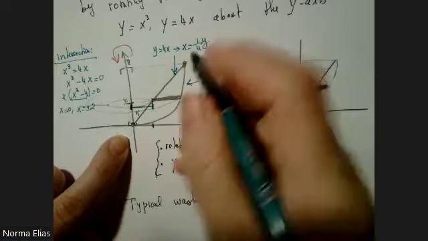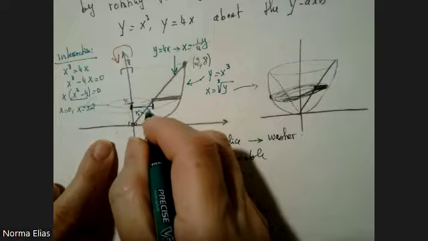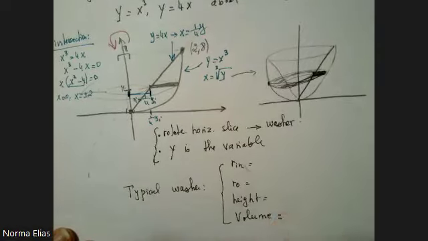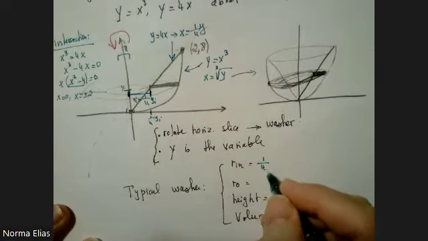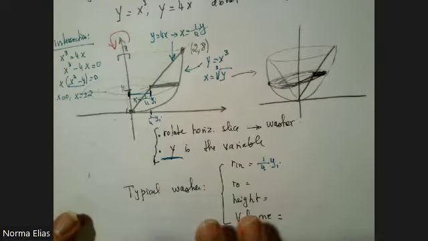This point here is the X. So this is 1 over 4 Y. So my inner is going to be 1 over 4 Y. Y is the variable, everything in terms of Y.